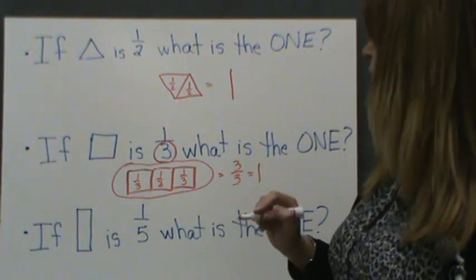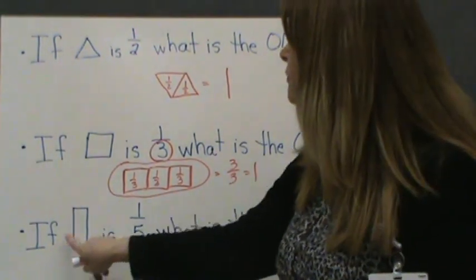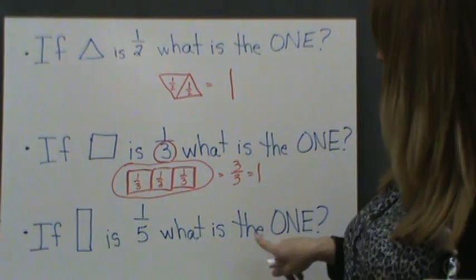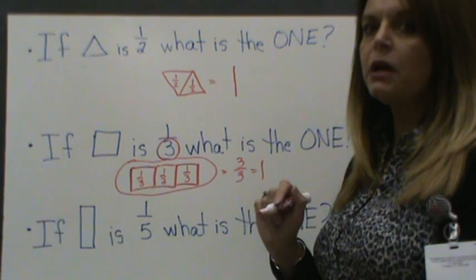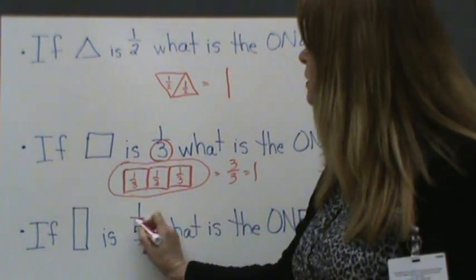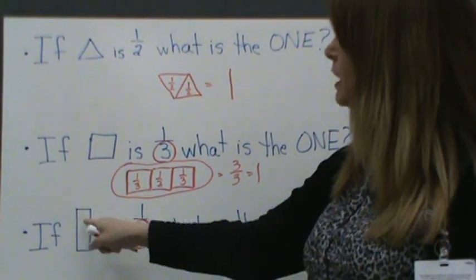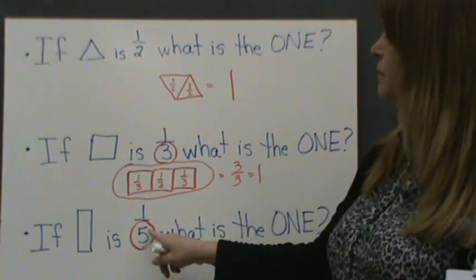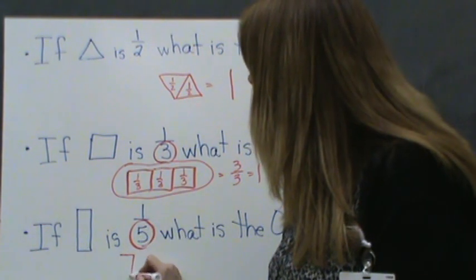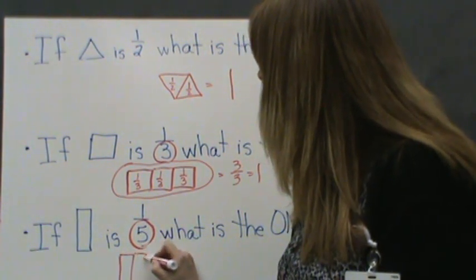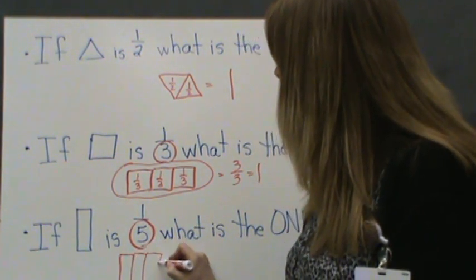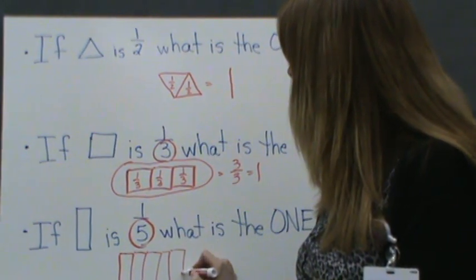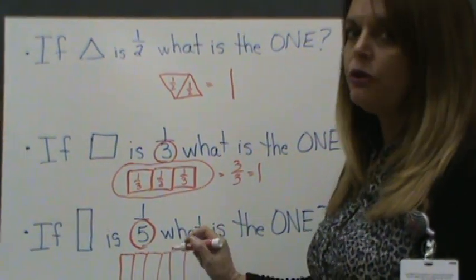Let's try this one. If this rectangle is 1/5, then what is 1? Look at your denominator. The denominator is 5. So how many of those pieces of that size and that shape do I need? I need 5. So if I have 1, 2, 3, 4, 5. Again, use your imagination.